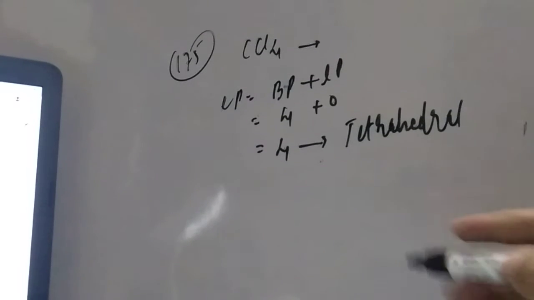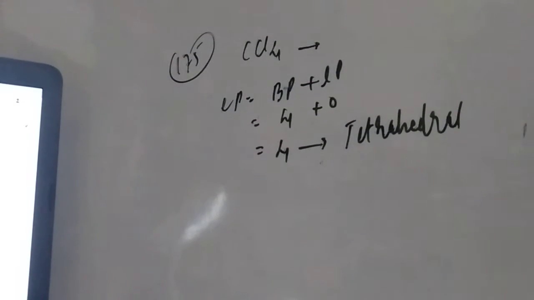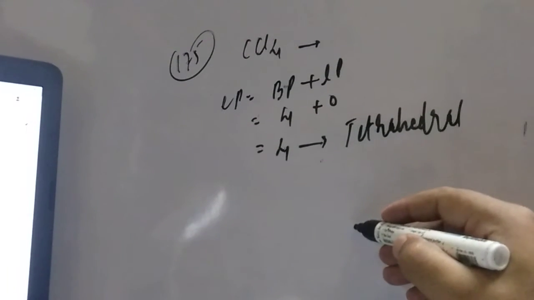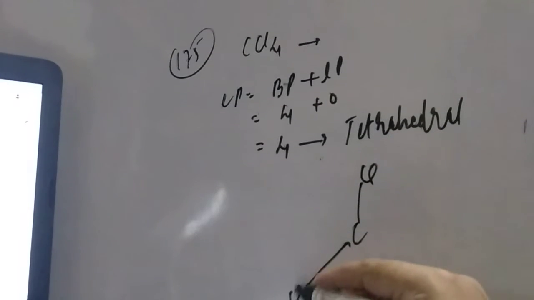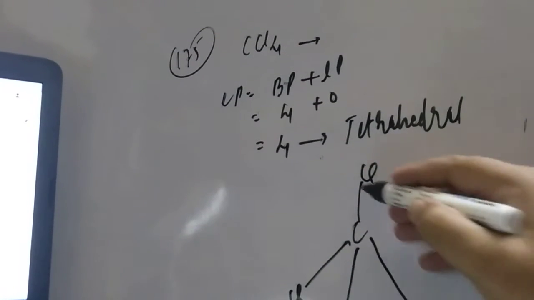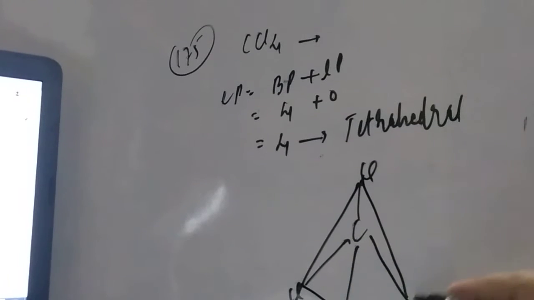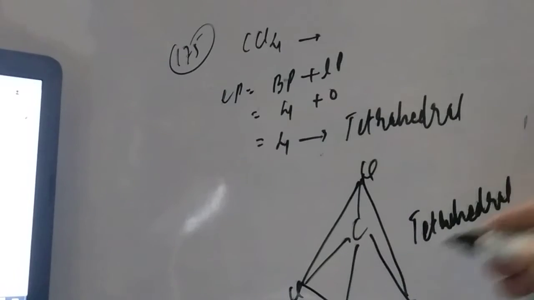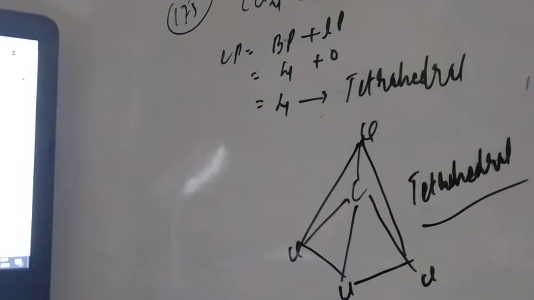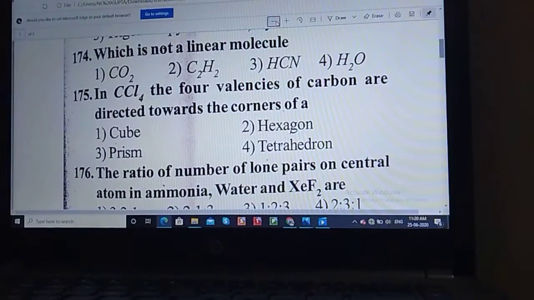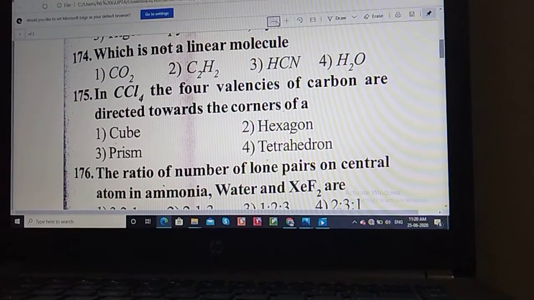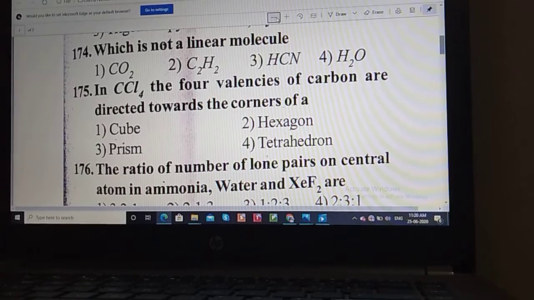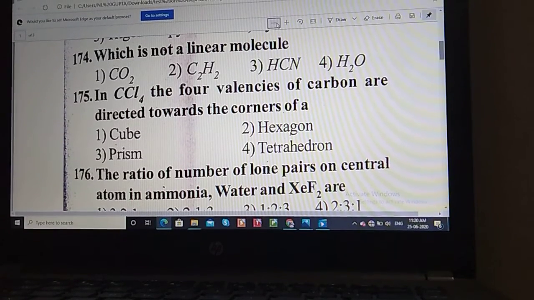Now they are saying in CCl4, the valencies of the carbon are directed towards the corners of what, student? A tetrahedral structure. C will be like that. Here is Cl, this is Cl, this is Cl, and here is Cl. So if you match it out, student, this structure is tetrahedral. You will be able to know. So let us see the options in 175. The correct option will be option number 4, tetrahedron, that is the correct answer, student.